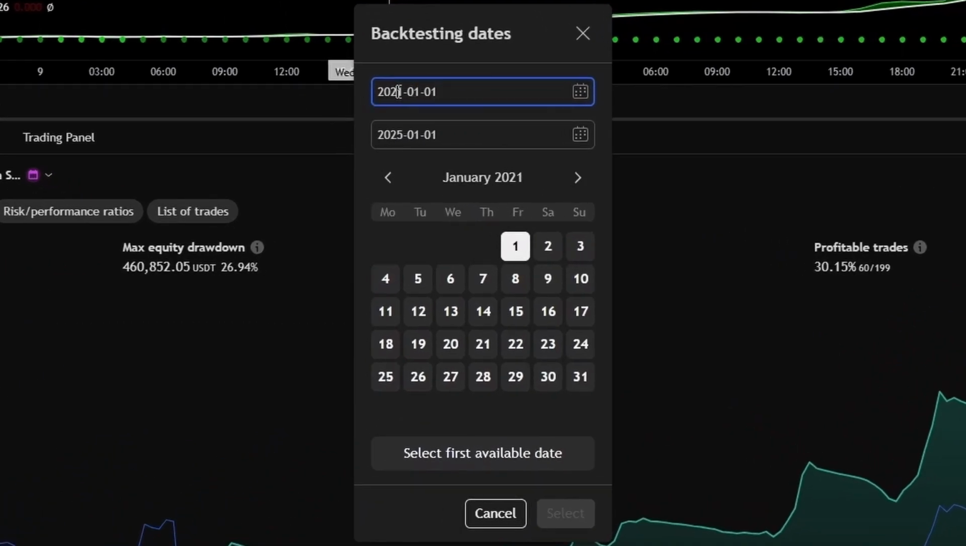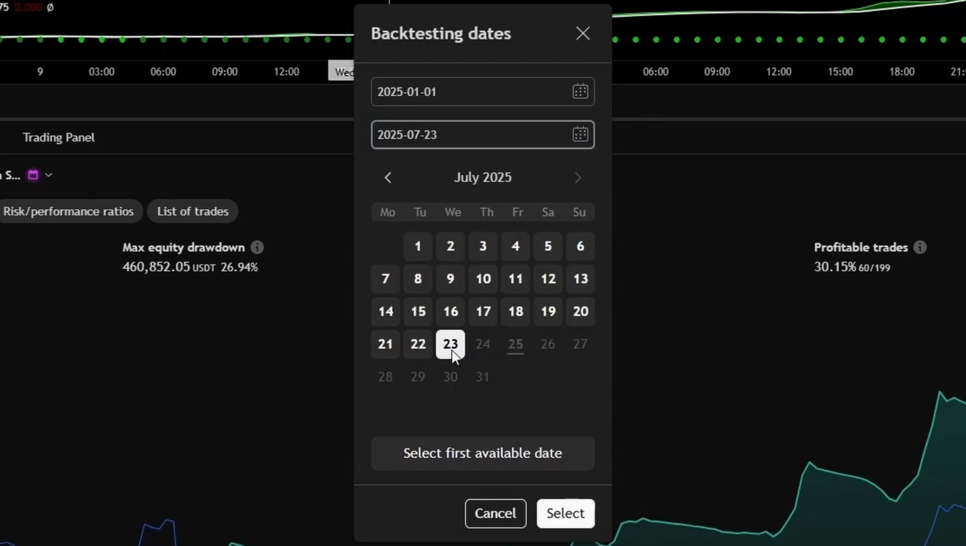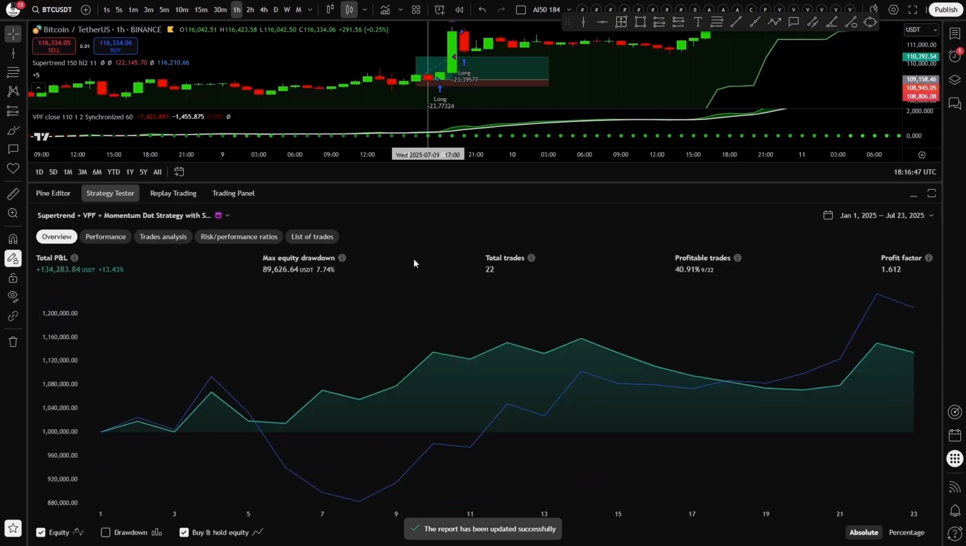Let's see. I will change the start date to 2025, 1st of January, and the end date to the latest available date, the 23rd of July. Let's see the results. And look at that. The strategy took 22 trades in this half-year period. It generated only 13% net profit, which is not bad, but I don't think it's enough for me, with a 7% maximum drawdown, which is pretty low. The profit factor is 1.6, that's also good.